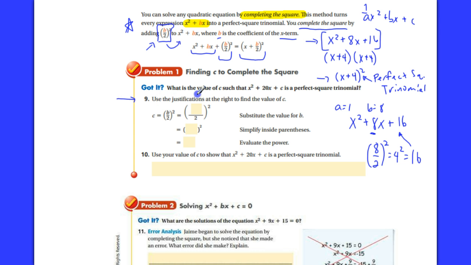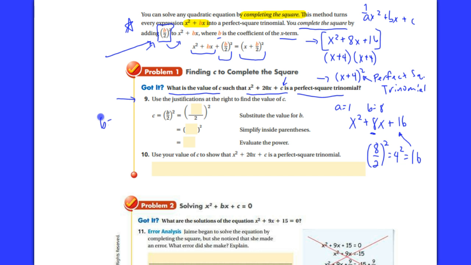It says, use the justifications at the right to find the values of c. So they've given me this right here, x squared plus 20x plus c. They're asking, what is the value of c such that this becomes a perfect trinomial square? Well, we have to use this relationship I just tried to prove, which comes back to b divided by 2 squared. All right, so we want c to equal that value. So we figure out what b is.